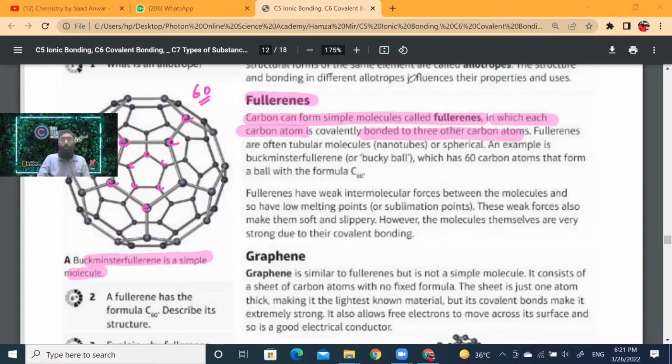You see, this is one carbon atom, and it is bonded with this carbon atom, this carbon atom, and this carbon atom. So one carbon atom is bonded with how many other carbon atoms? With 3 carbon atoms. Fullerenes are often tubular molecules, meaning in tube shape, but not always; they are also spherical. An example is Buckminster fullerene, which we also call Bucky ball. It has 60 carbon atoms that form a ball with the molecular formula C60.